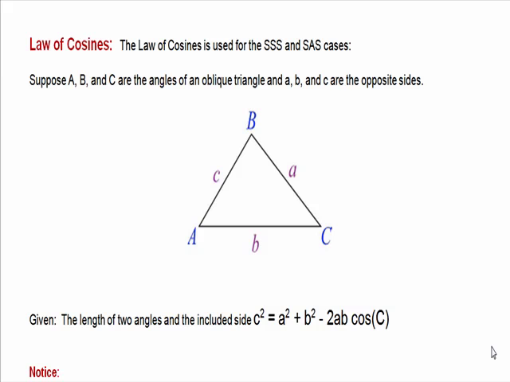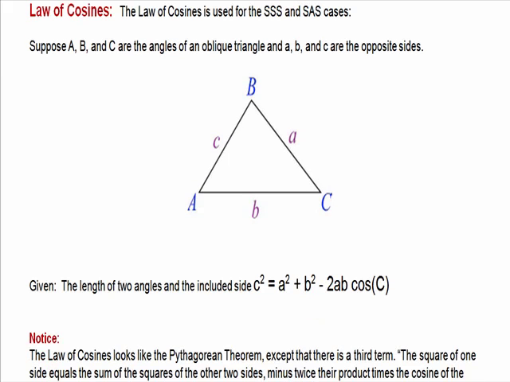But let's take a look at our diagram. It's the same one we used in the previous video. Suppose A, B, and C are angles of an oblique triangle, again a non-right triangle, and a, b, and c are the opposite sides. So I've drawn the diagram. What the law of cosines says, and I've only written one version of it right here, is that given the length of two sides and the included angle, c squared is equal to a squared plus b squared minus 2ab cosine of angle C.